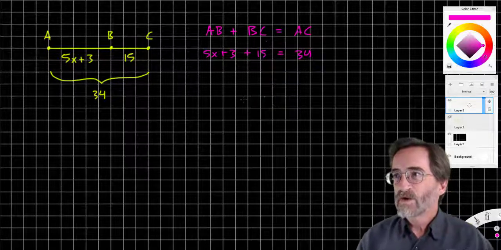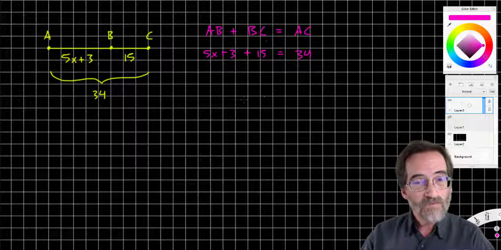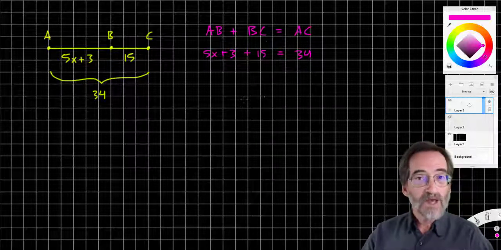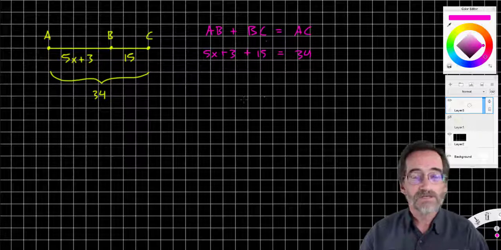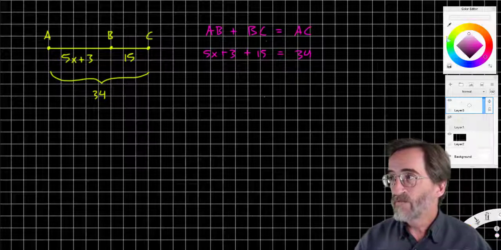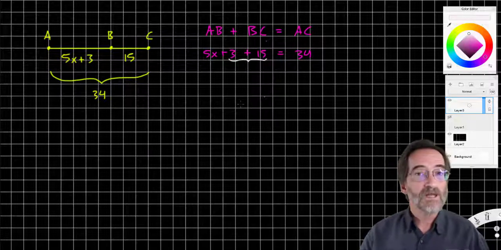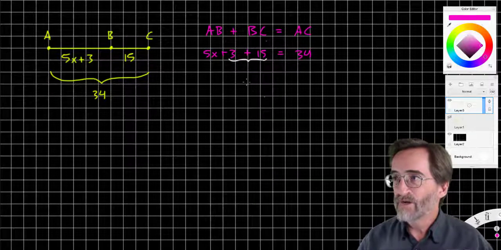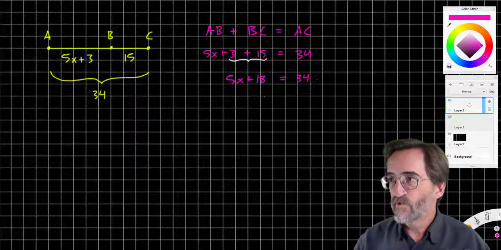So we need to simplify. We need to remember the principle is get the x alone, get rid of things by doing opposites. When we have multiple like terms, and that's what's happening here, we can combine those like terms. 3 and 15 are like terms. They don't have x's on them. They're known as constants. They can be added or combined. So 3 plus 15 is 18. So 5x plus 18 equals 34, and we've simplified.